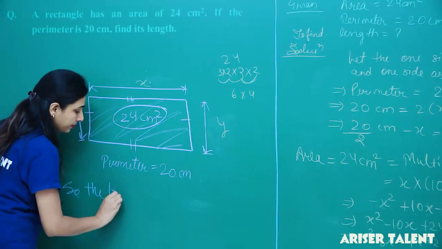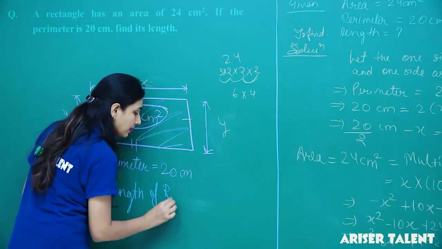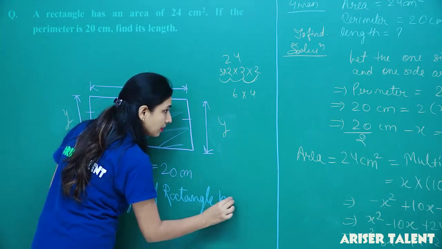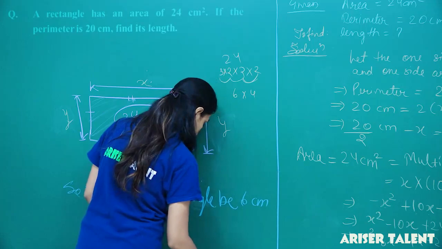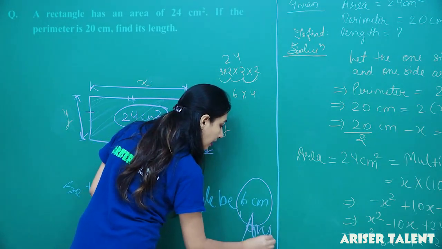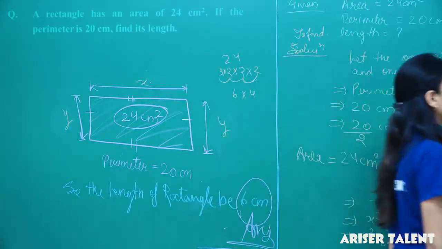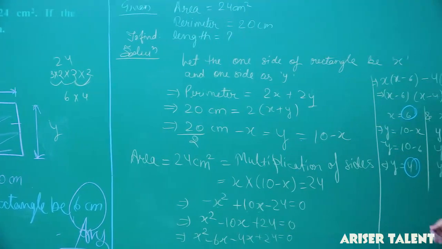So the length of the rectangle will be 6 centimeters, and this is our answer. Right, students? Note this, so we can move forward. Note the complete question, students.